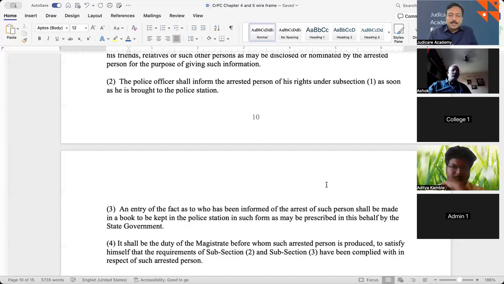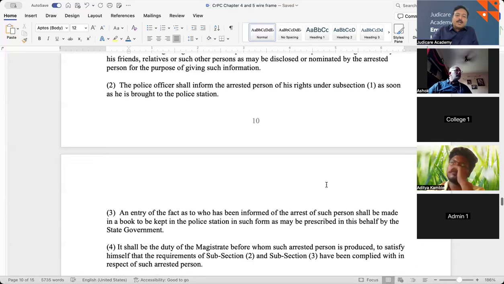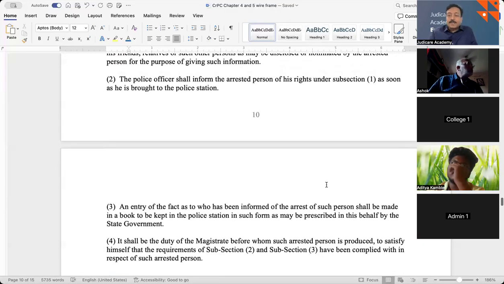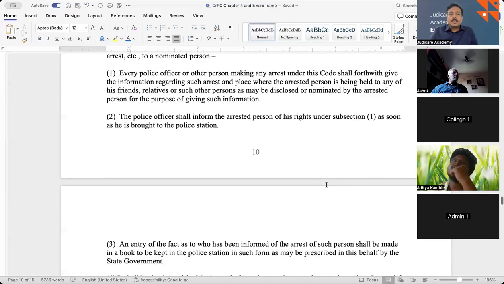So it shall be the duty of the magistrate before whom such arrested person is produced to satisfy himself that the requirements of 2 and 3 have been complied with in respect of such arrested person. So it is very, very important that the person was informed and the entry was also made in the diary. That entry has to be seen by the magistrate. Now, in many cases, this becomes a ground for seeking bail as well, because these were not properly complied with.